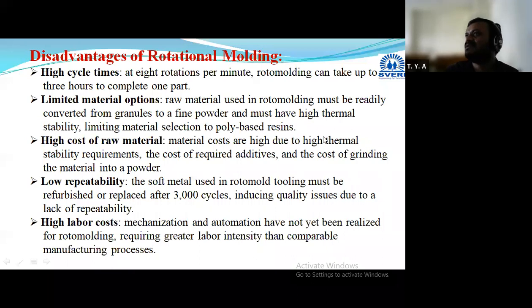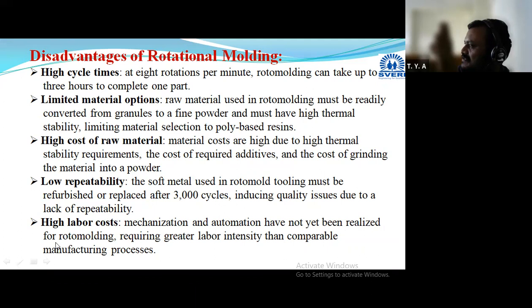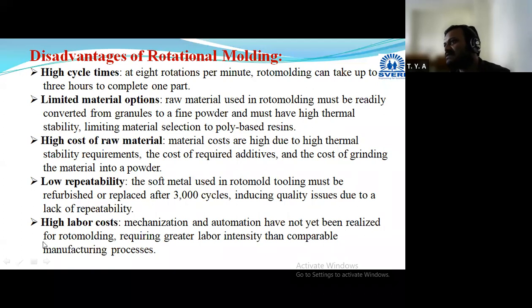Then cost of raw material is very high, because it requires some thermal stability. Then repeatability is very low. And labor cost is high because a certain amount of skill is required. Whichever labor is there, you have to give some training so that he can operate it in a good way. Highly skilled workers are required, and that's why it will result in high labor cost. Skill is required because mechanization or automation is involved, hence you have to provide some training to the laborers. So you can mark it as a disadvantage.